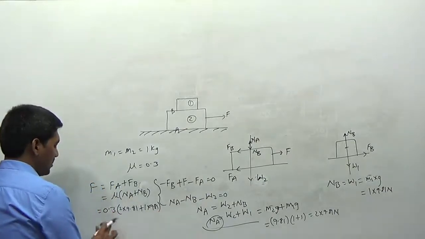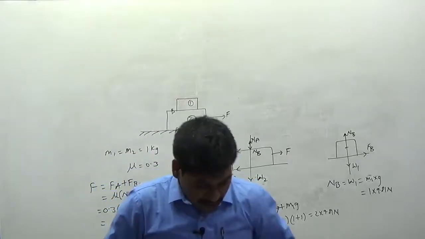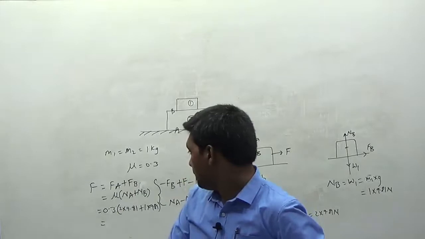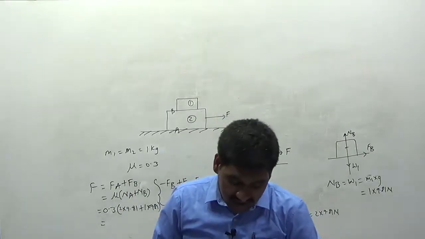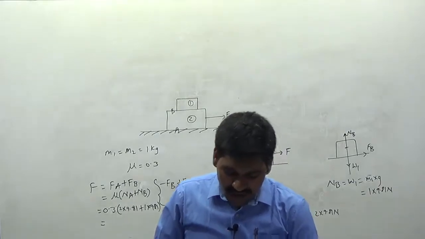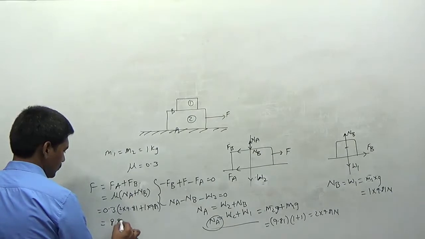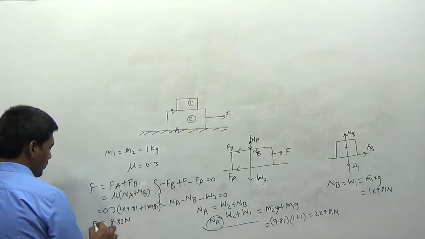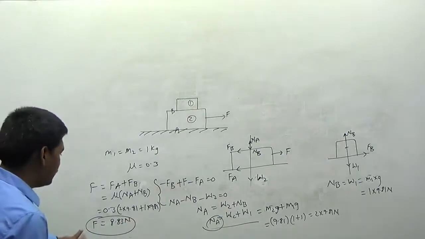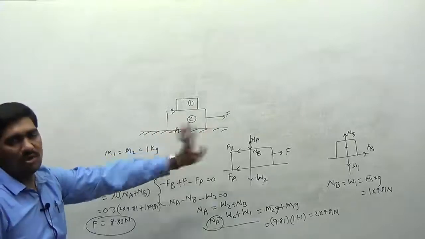So if you substitute all these values, I can write the value of F as 3 into mu into m into g. The final value is 8.83 newtons, for the condition where slip occurs between the two blocks. This is the value of F to move the bottom block.